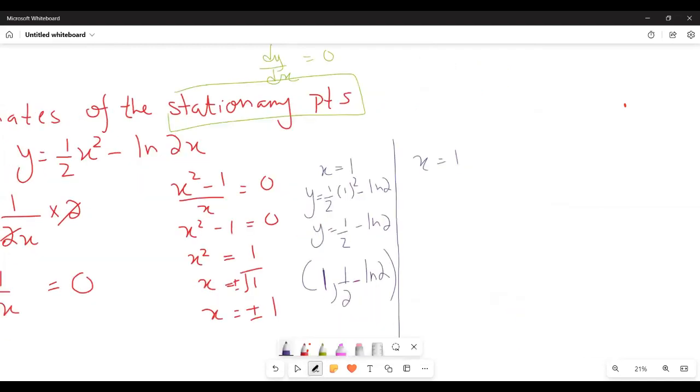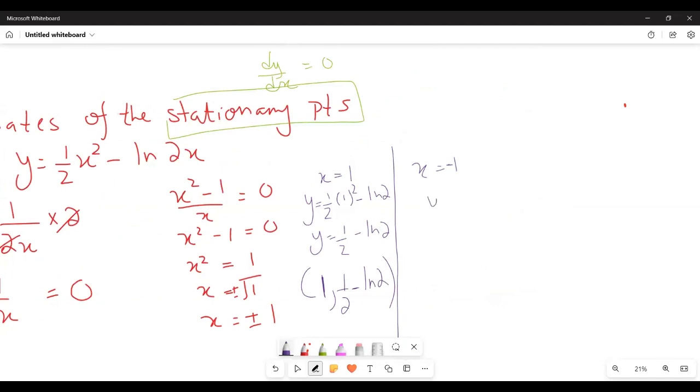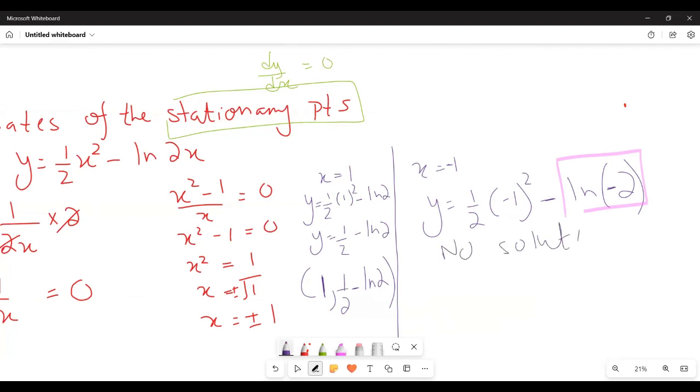And for x equal to minus 1, y would be equal to half times minus 1 whole square minus ln minus 2. However, this gives you a math error because you cannot give a negative input to log. So the answer would be no solution here. There is no stationary point at x equals minus 1. So this would be your only stationary point.